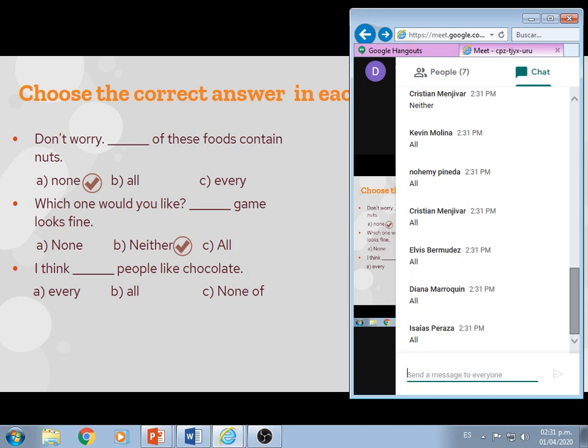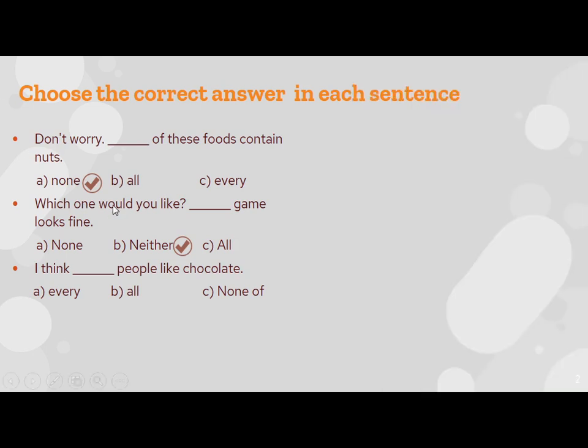Okay, good guys. So the answer we're going to have right here is all. We cannot say every, because we use every when we have a singular form. We cannot have people right here. It would be like, I think every person likes. In the case of none of, we need to have a determiner: none of the people, none of these people, none of those people. So in the case of all, it's correct.